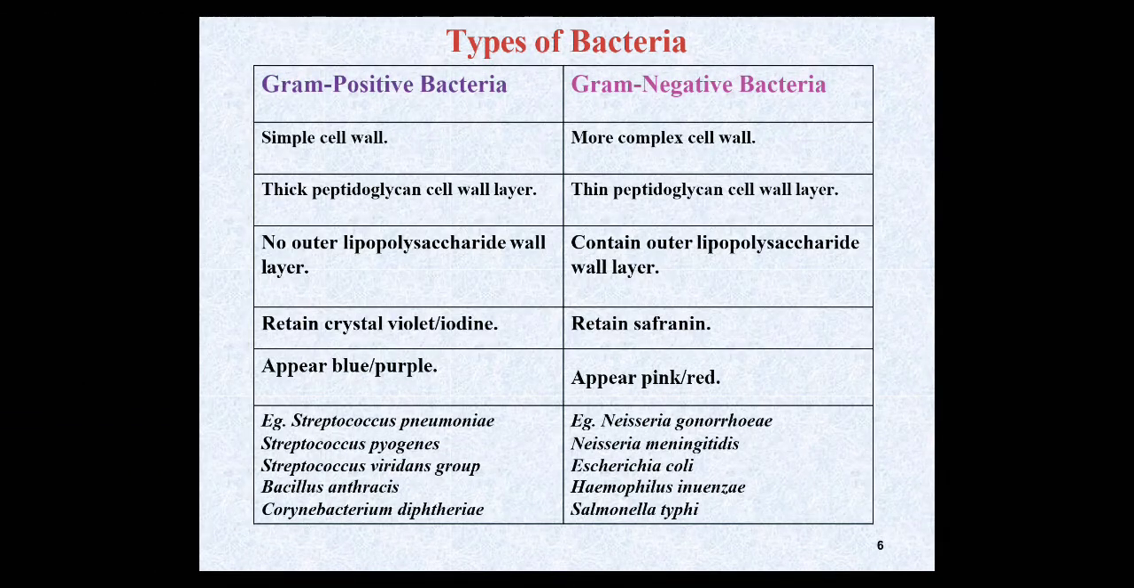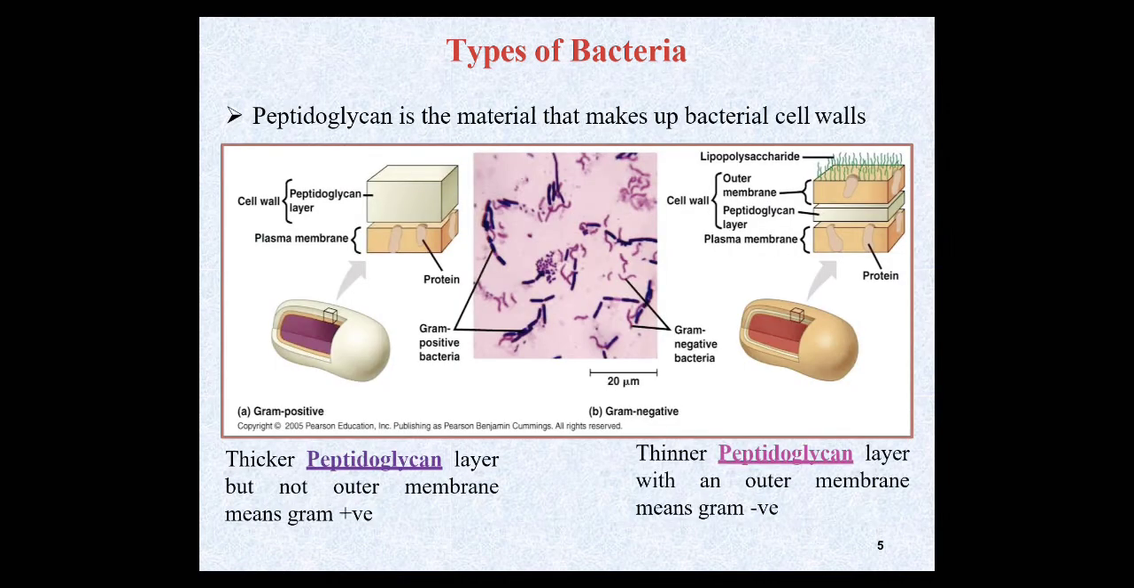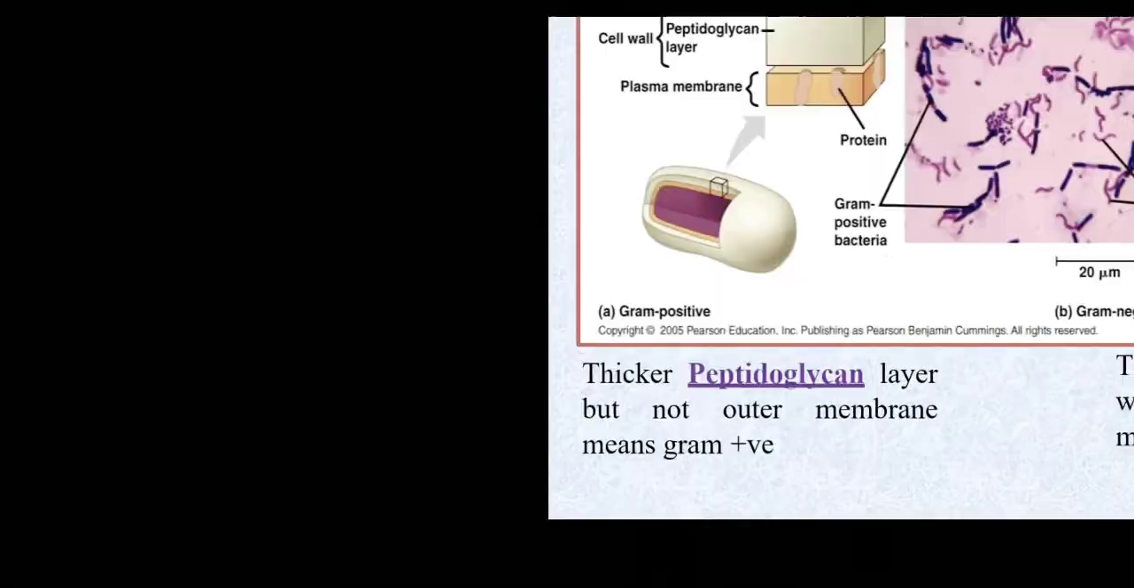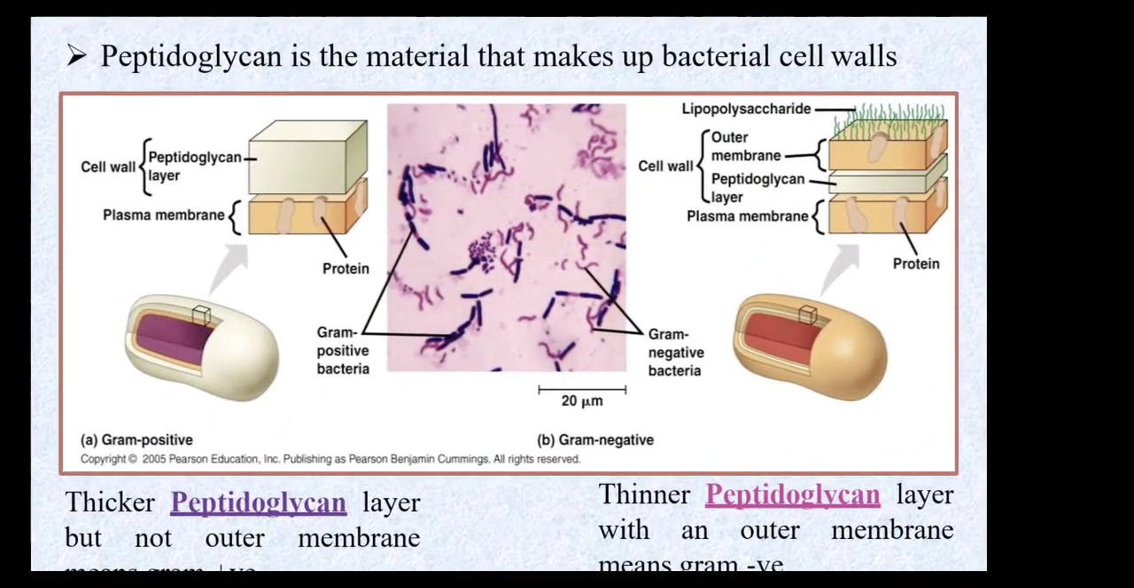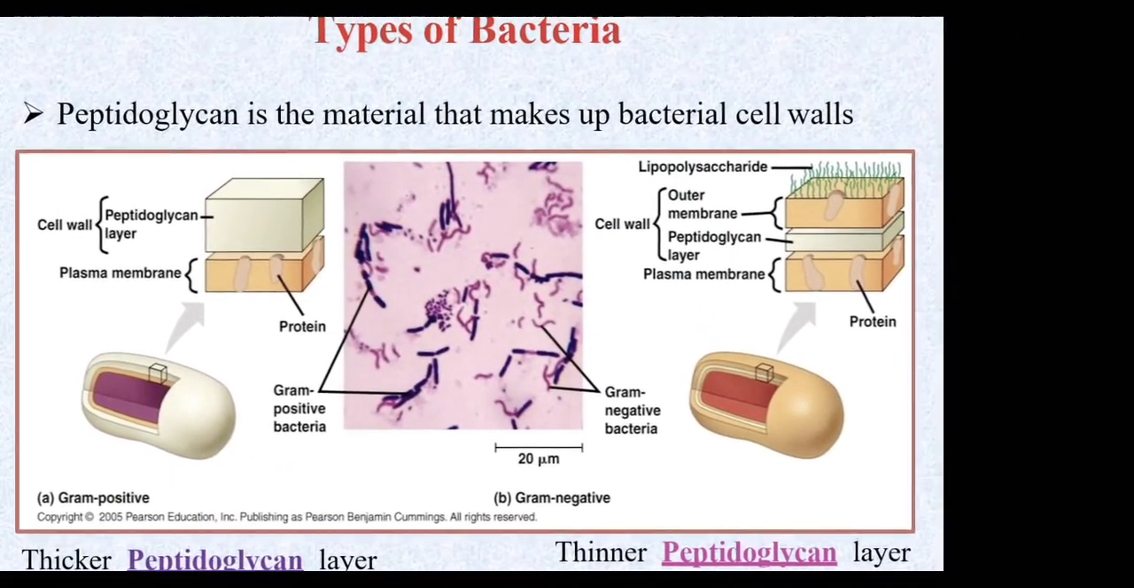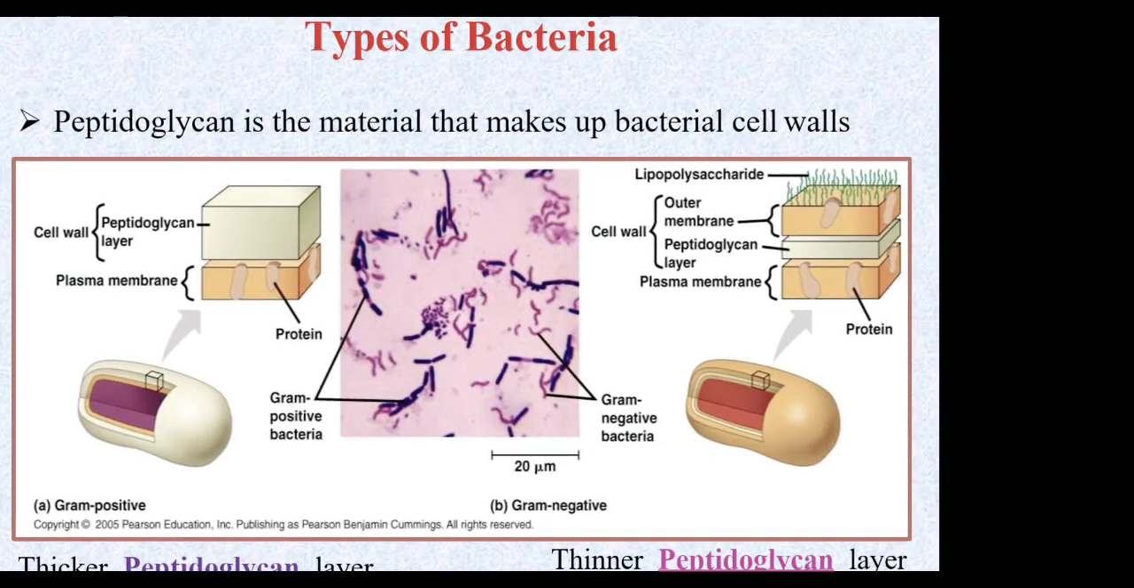Third one, no outer lipopolysaccharide cell wall is present in gram positive bacteria, and in gram negative there is presence of an outer lipopolysaccharide wall layer. See, in this figure they have shown that in gram negative bacteria the outer cell wall layer contains lipopolysaccharide. Lipo means what? It has a lipid nature or fatty nature. The tails which are shown in green color are the lipopolysaccharide layer.